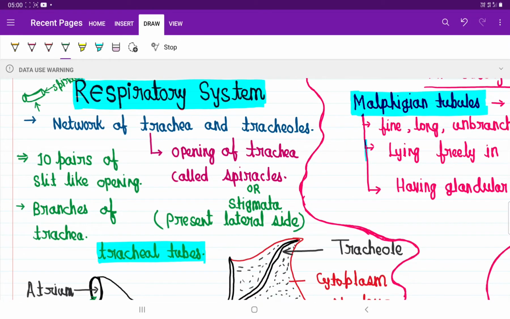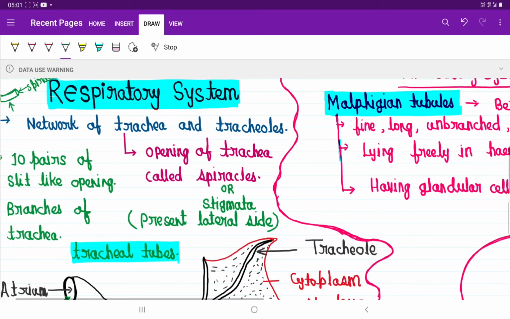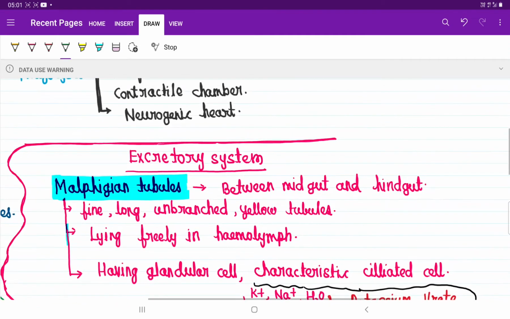So in their respiratory system, we saw they have trachea and tracheoles. A total of 10 pairs of trachea are present. How many? Ten trachea are present, and each trachea has one pair of openings. That opening is called spiracles or stigmata, and then the trachea have branches also, called tracheoles.